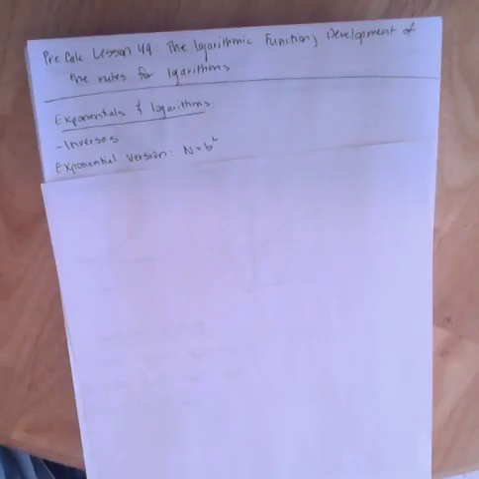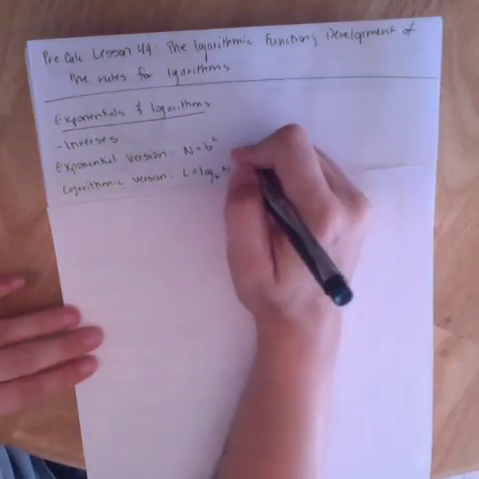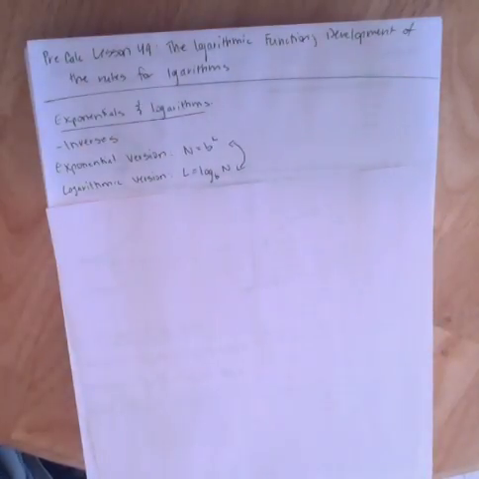Okay, we know that this is the exponential version if we had n equals b to the L, and the logarithmic version would be L equals log base b of n. You need to know how to go back and forth between these two easily. That's how we'll solve several different equations.